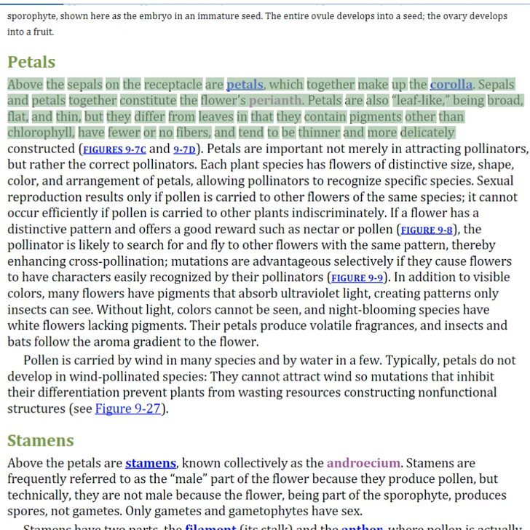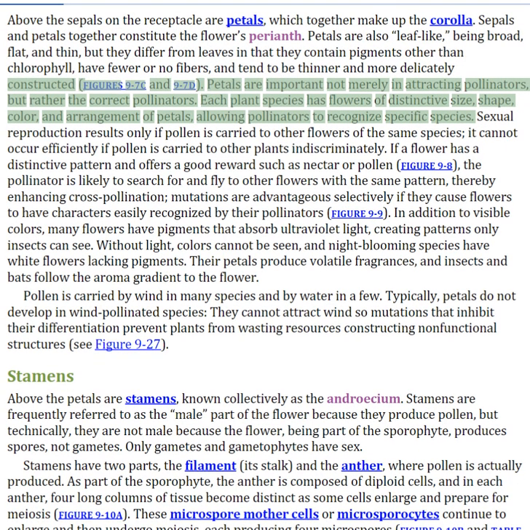Petals are also leaf-like, being broad, flat, and thin, but they differ from leaves in that they contain pigments other than chlorophyll, have fewer or no fibers, and tend to be thinner and more delicately constructed. Petals are important not merely in attracting pollinators, but rather the correct pollinators. Each plant species has flowers of distinctive size, shape, color, and arrangement of petals, allowing pollinators to recognize specific species.